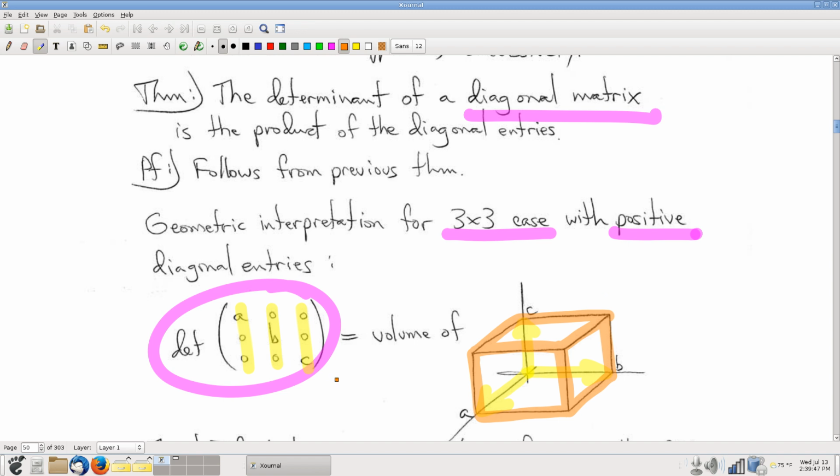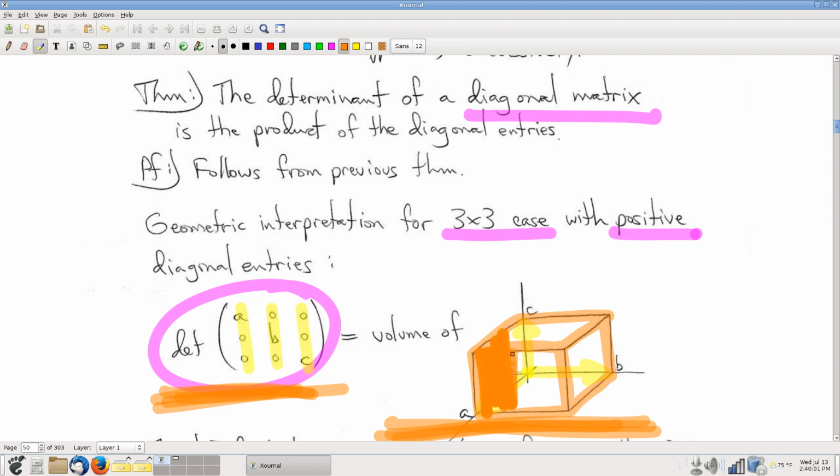It's ABC, the product of three positive numbers. This volume is positive, so in this case the determinant is equal to this volume. Here it is very natural to see why ABC is the expected answer, because the volume of this box is clearly ABC, the product of the diagonal entries. So it's very natural and believable in this case.